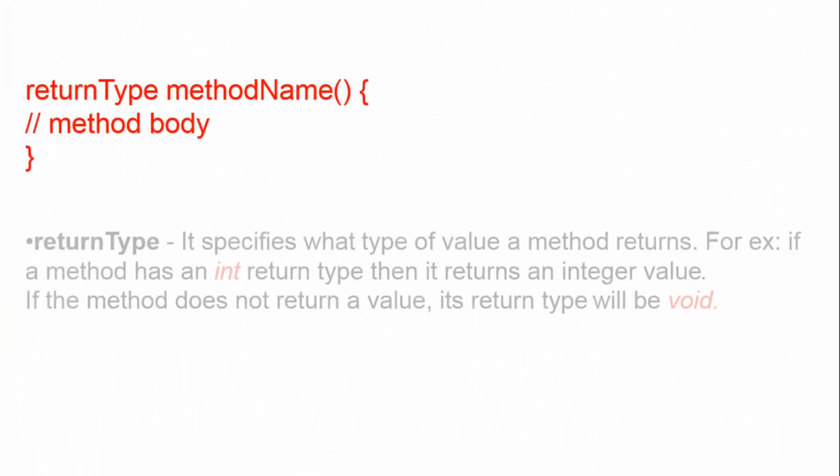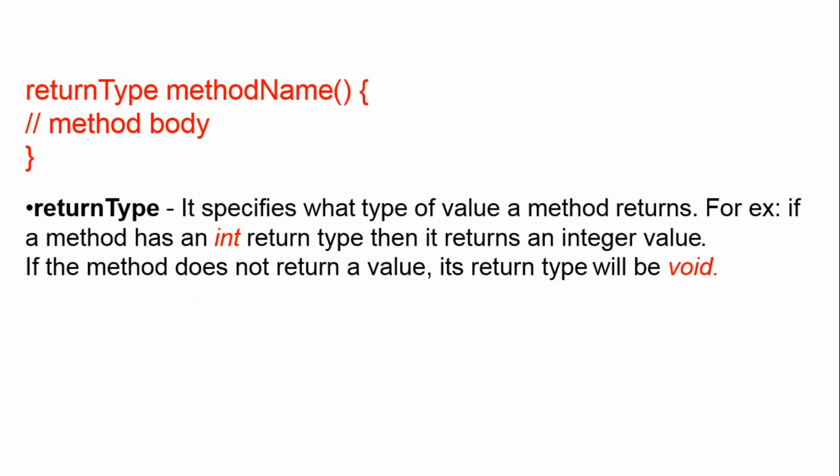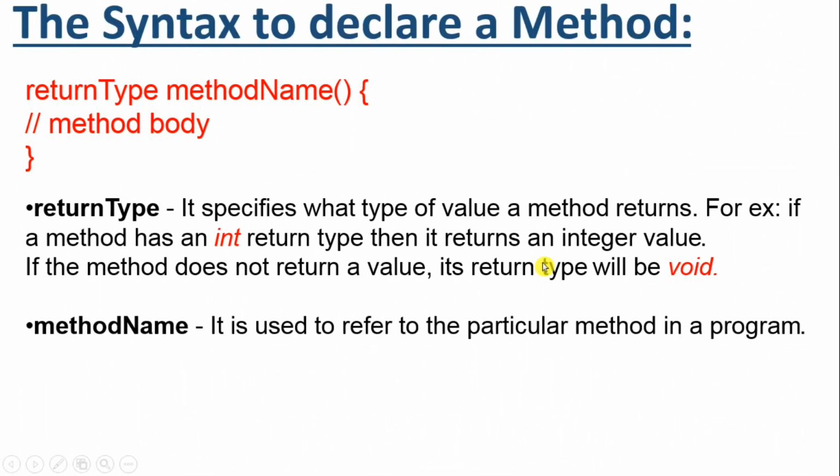The syntax to declare a method is, first, its return type, then method name, curly braces, and this is method body. Return type specifies what type of value a method can return. For example, if a method has an int return type, then it returns an integer value. If the method does not have a return value, its return type will be void.